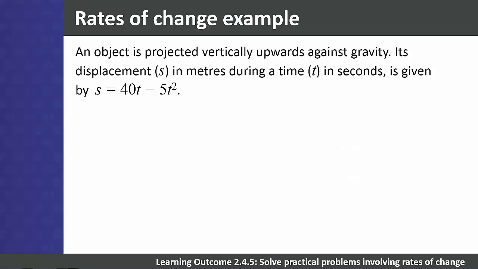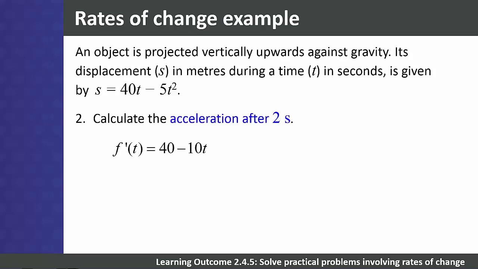Question 2. Calculate the acceleration after 2 seconds. To find the acceleration, we need to find the second derivative of displacement with respect to time. From question 1, we know that the first derivative is 40 minus 10t. We differentiate again to get the second derivative, which equals negative 10. So our acceleration after 2 seconds is negative 10 meters per second squared.